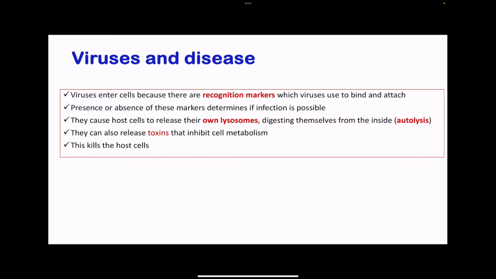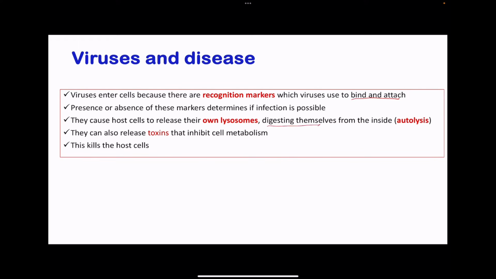Moving on to viruses and disease. There are recognition markers on the cells that are infected by viruses, and these viruses bind onto those specific molecules as a way of attachment in order to enter the cell. Presence of these biological markers determines if a cell is going to be infected by a specific virus or not.